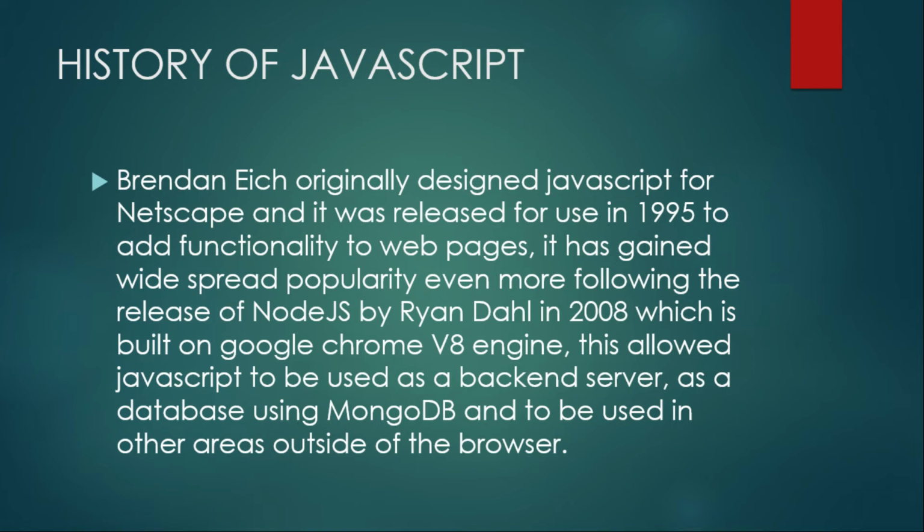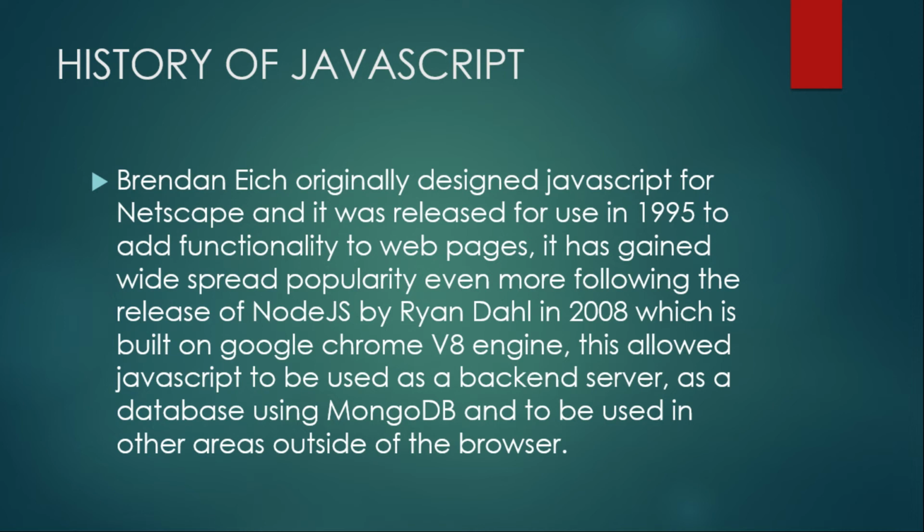It gained more popularity following the release of Node.js by Ryan Dahl in 2008, which was built on the Google Chrome V8 engine. What Node.js did was to allow JavaScript to be used as a backend server and as a database using MongoDB. Now that wasn't all. It also allowed JavaScript to run anywhere outside the browser, provided that it was installed.